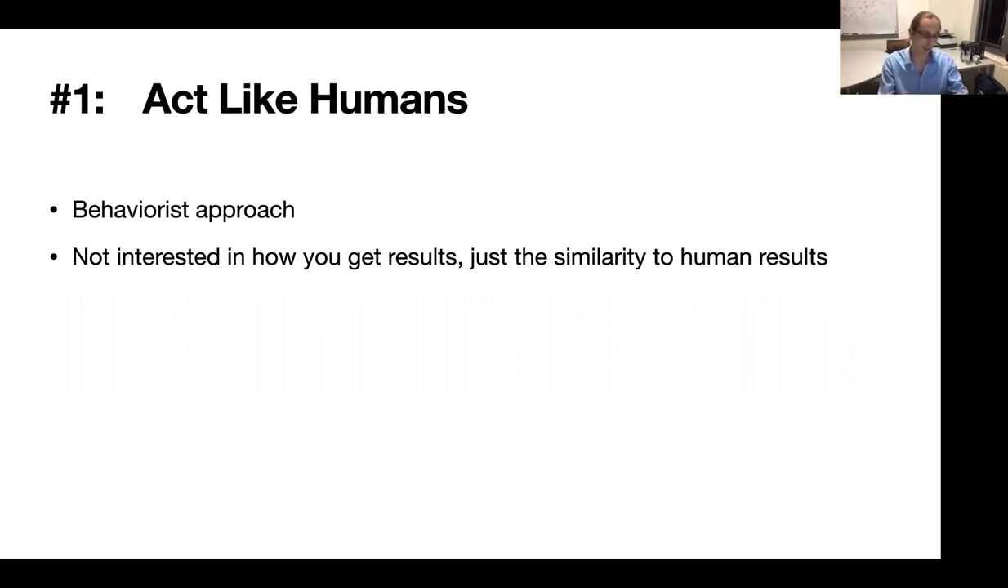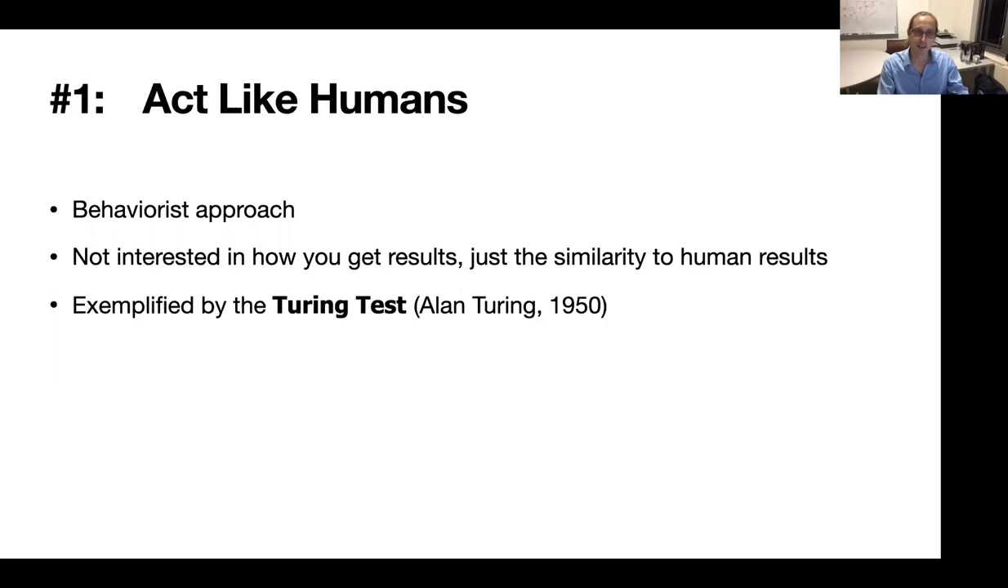If you act like a human, it doesn't matter if you apply a deep learning method or a symbolic reasoning method, if you run a Gaussian process regression or support vector machines. We're just interested in the result. If the result is human-like, then that's it, and this is exemplified by the Turing test.